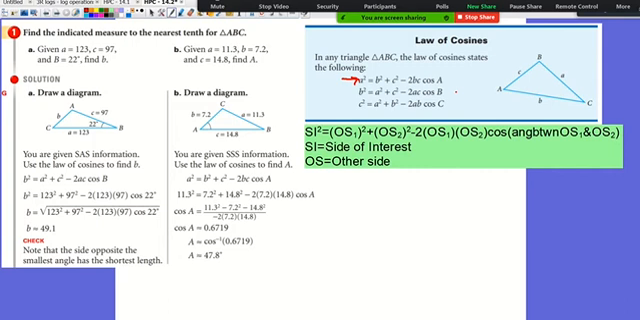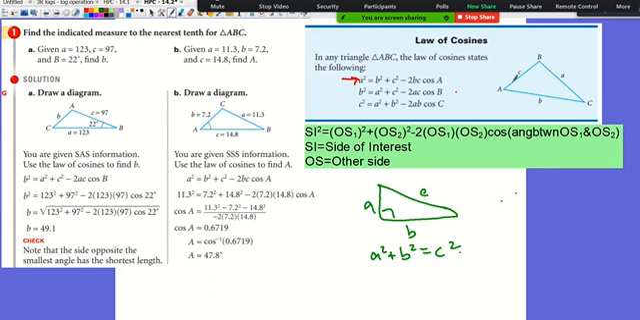If you remember the Pythagorean theorem, A squared plus B squared equals C squared. That only works for right triangles.